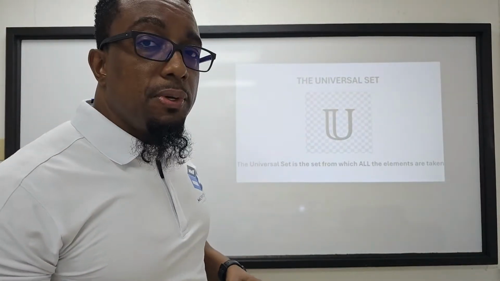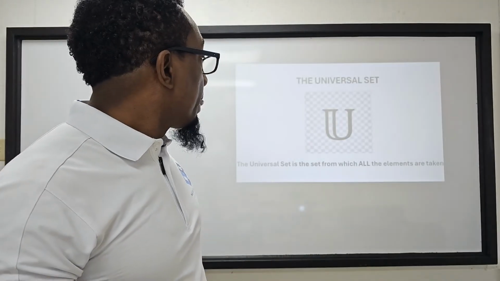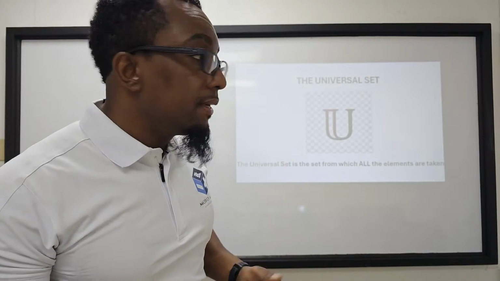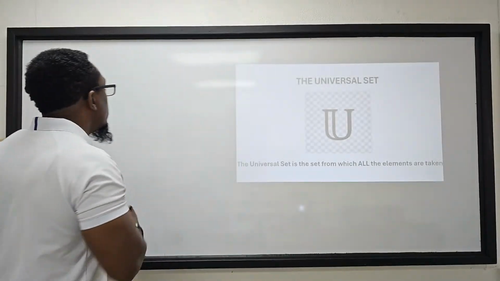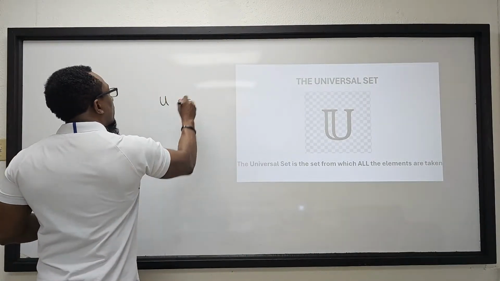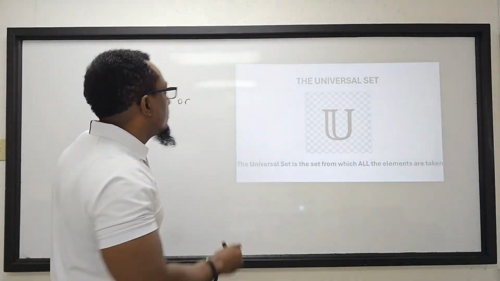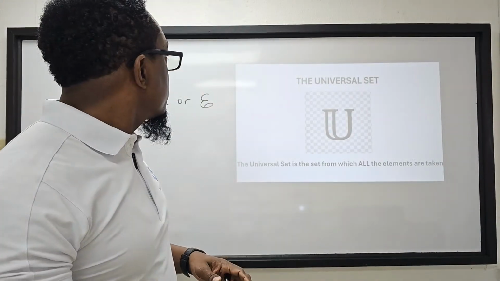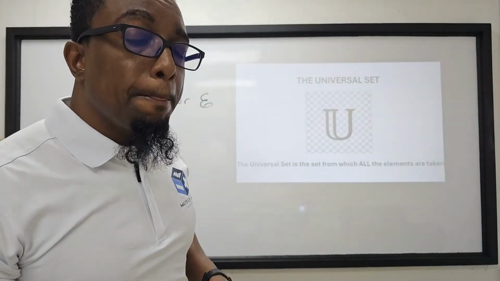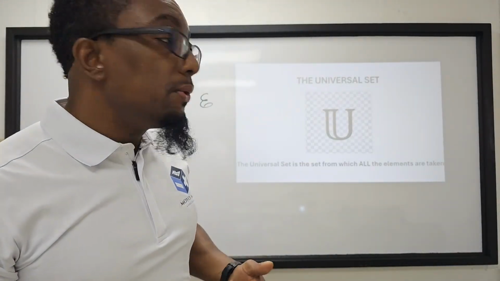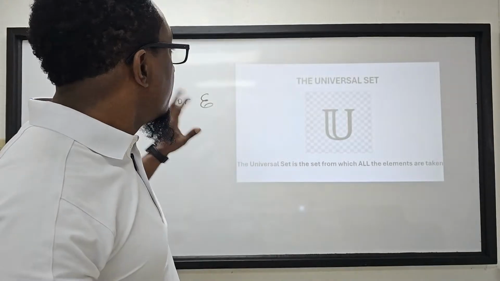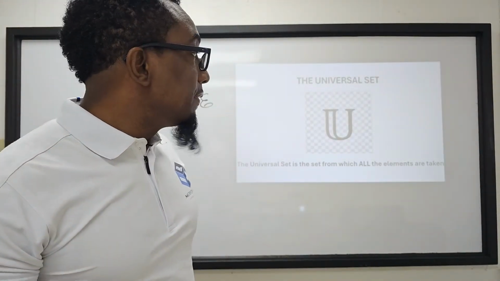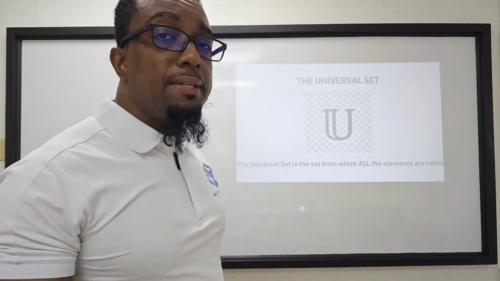Universal set, of course, we know it's U, capital U, and universal set is a set from which all elements are taken. Now with the universal set we use U, or sometimes they see a curly E to represent the universal set. So any one of the two can be used to represent the universal set. So make sure we are familiar with the symbols for the universal set. So the universal set is a set from which all elements are taken.